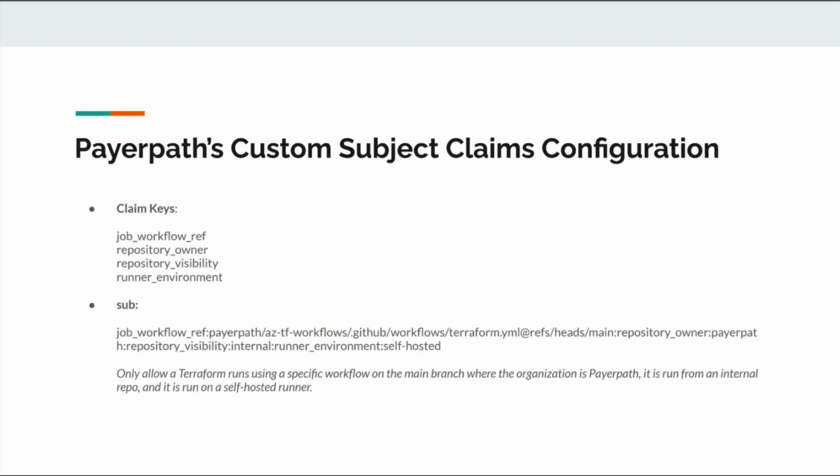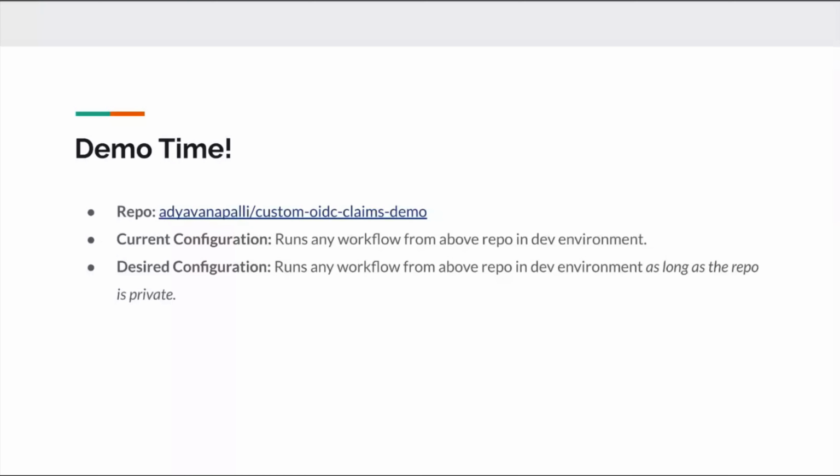So if these conditions are not met, then Azure will not issue a token to access resources. All right, and demo time. For this demo, I've created a repo which is configured to access Azure in a GitHub workflow.